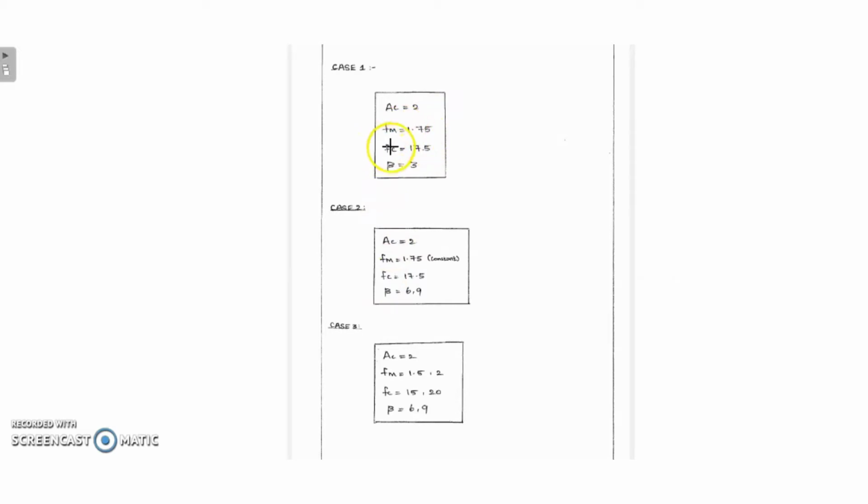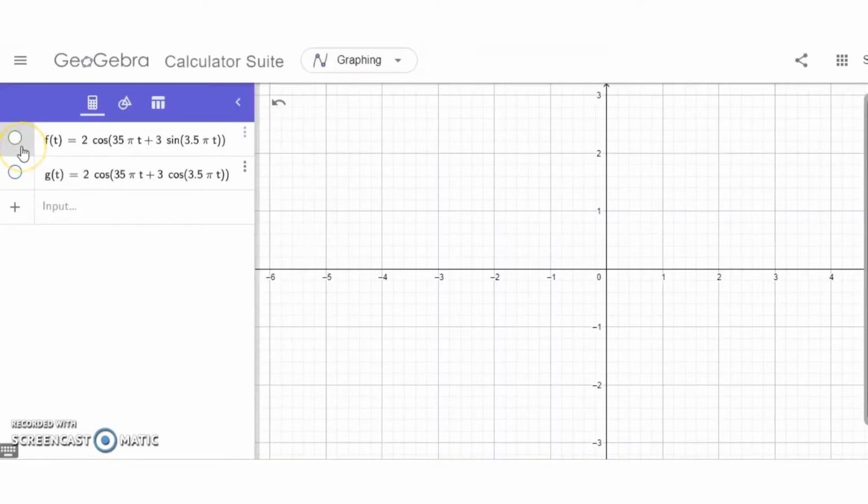Usually we take the values of Fc and Fm carefully, because Fc is always more than 10 times greater than Fm. So I will take Fm equal to 1.75 and Fc equal to 17.5 to get a proper output and clear waveform. By substituting all those values in the above equation, we can get a waveform like this.